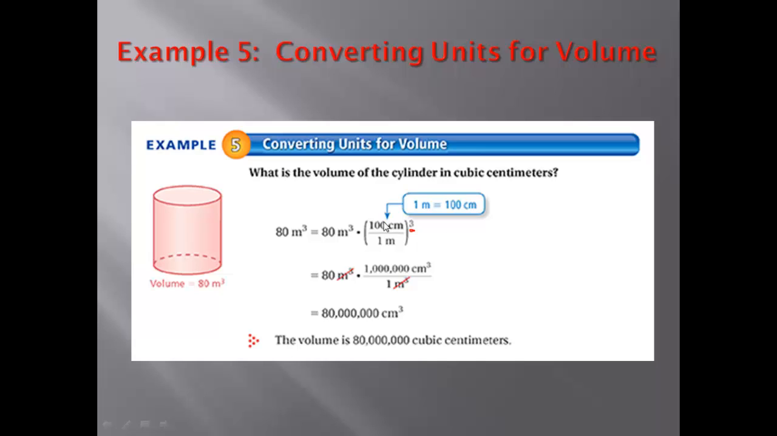This means that for the top I'll do 100 times 100 times 100, and on the bottom I will do 1 times 1 times 1. So for my problem I have 80 cubic meters, and that is multiplied by my conversion factor, which is 1 million cubic centimeters over 1 cubic meter. Cubic meters cancels out because I have one on top and one on bottom. So then I'm going to multiply 80 times 1 million, and that would be 80 million cubic centimeters. So the volume is 80 million cubic centimeters.